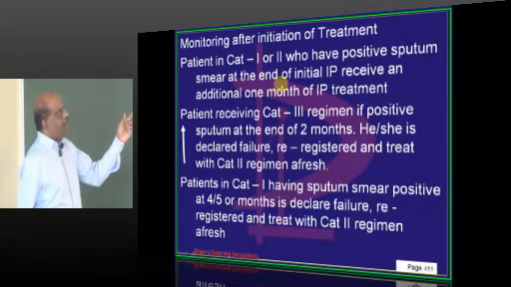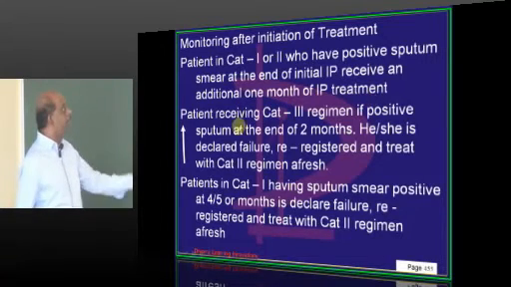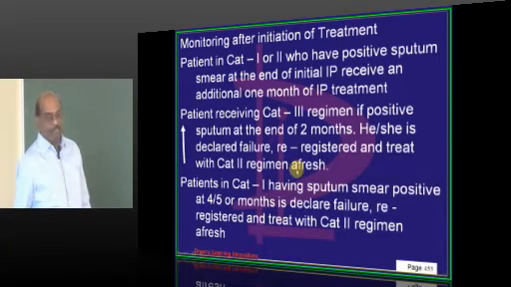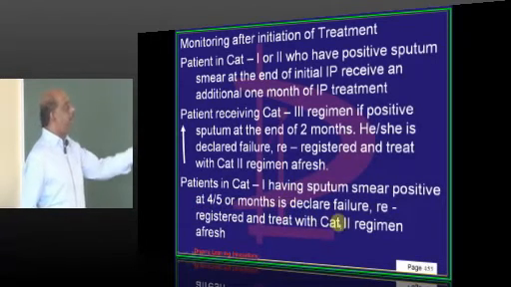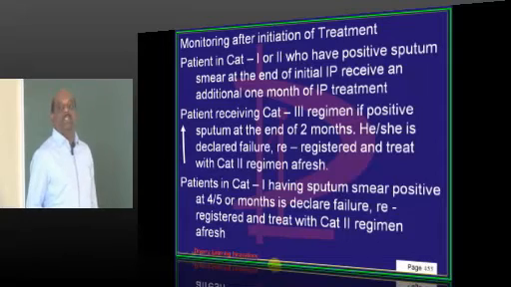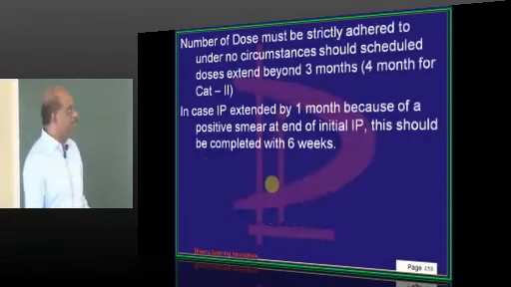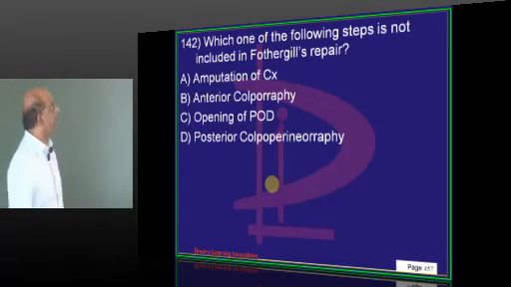Those who have positive sputum smear at the end of the initial intensive phase need to receive 1 month of extended IP treatment. Patient of category 3 regime, if positive sputum at the end of 2 months, shall be declared failure, and you need to re-register and treat them with category 2 regimen afresh. Patients in category 1 who have sputum smear positive at 4 or 5 months, you declare them as a failure, re-register them and treat them with category 2 regime. This is the monitoring after the initiation of the treatment protocols. All that is given to you in the literature, but somehow you need to read, understand, digest, reproduce in the exam.